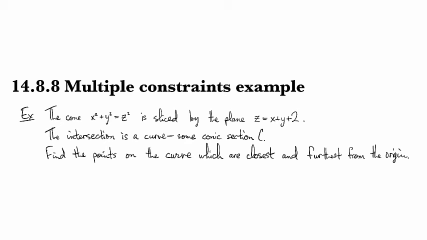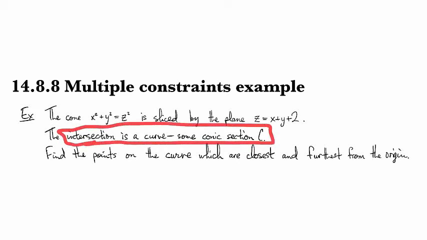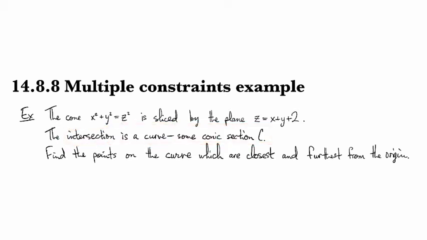Okay, so let's do one of these multiple constraints examples. Our constraint is that we're going to be looking at a cone, and we're going to intersect it with a plane. That's going to form some kind of a curve. We're going to call that curve C. It's a conic section, which by definition is an intersection of a cone with a plane. And we want to find the points on the curve which are closest and furthest from the origin. All right, so that's the goal.